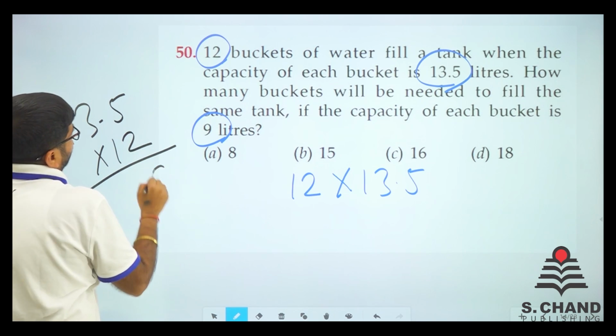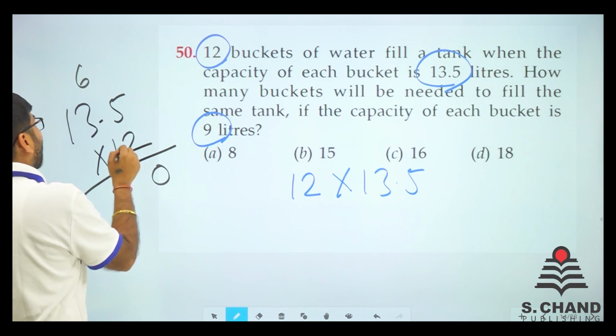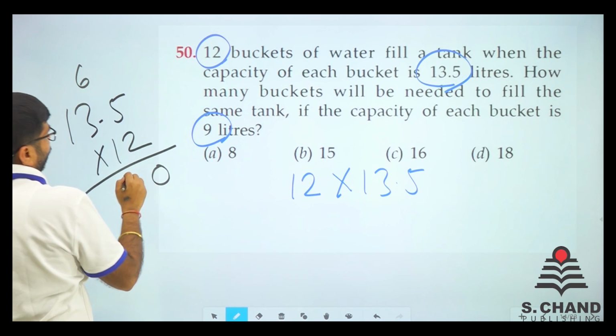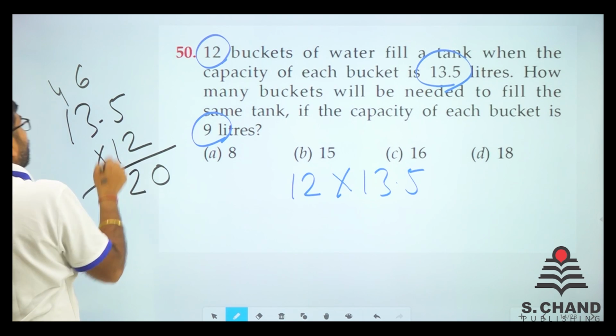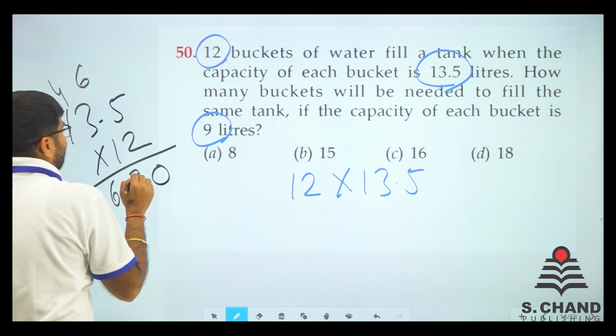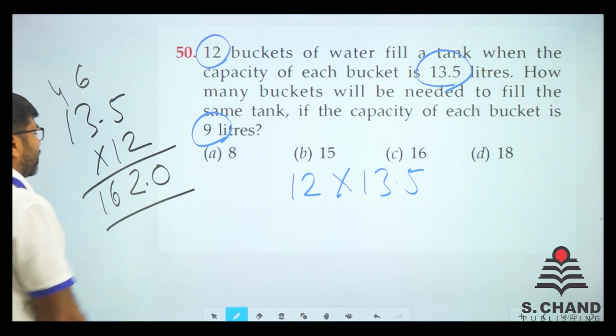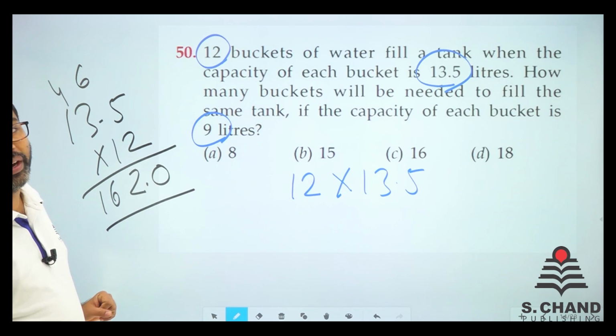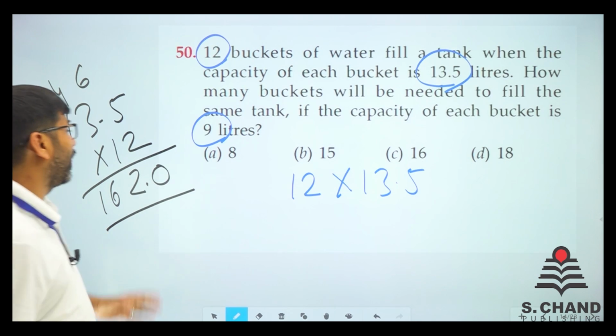So 12 5s are 60. We got 6 here. 12 threes are 36 and 6, 42. We get 4 here. So 12 ones are 12. 12 and 4 is 16. 162 liters is the capacity, because there is a decimal point there. So 162 is the total capacity.